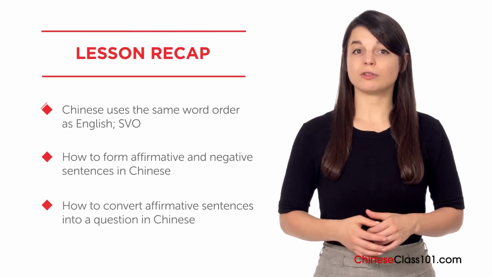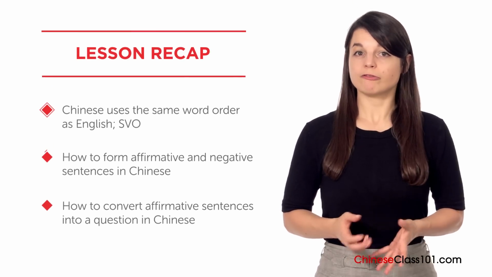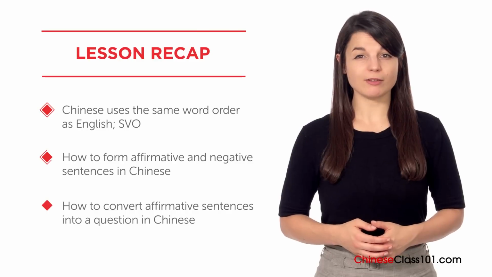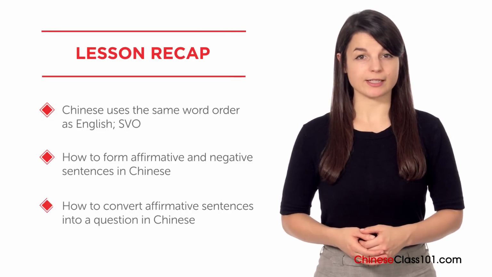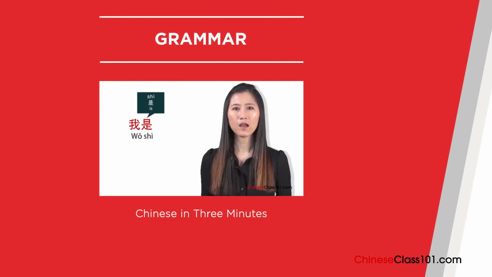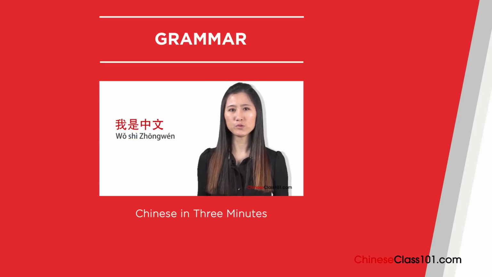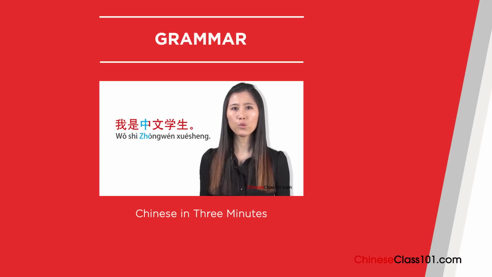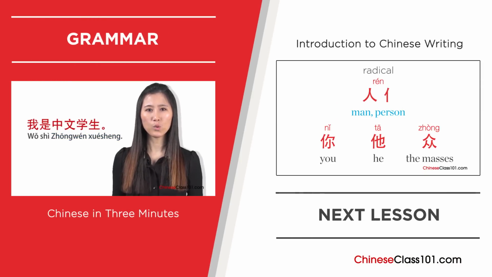In this lesson, you learned that Chinese uses the exact same SVO word order as English. From this, you learned how to form affirmative and negative sentences. And finally, you learned how to convert an affirmative sentence into a question. We've covered only the very basics of Chinese grammar. If you're interested in learning more, check out our Chinese in 3 Minutes video series. In that course, we teach you useful phrases while covering the fundamentals of Chinese grammar, and each lesson is only 3 minutes long. In the next lesson, we're going to introduce you to Chinese writing.